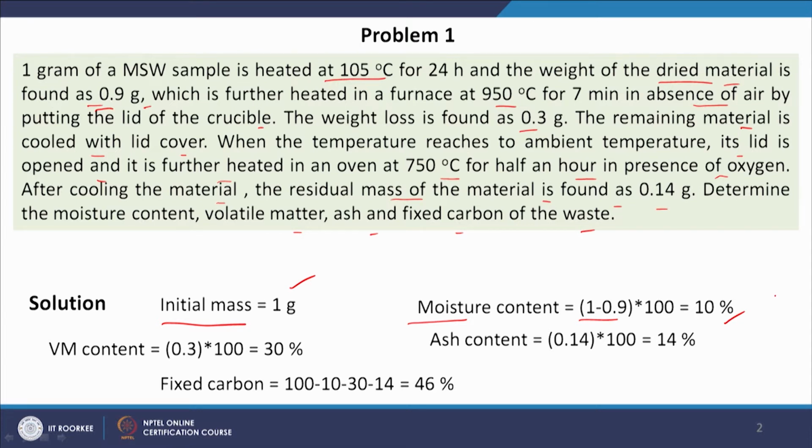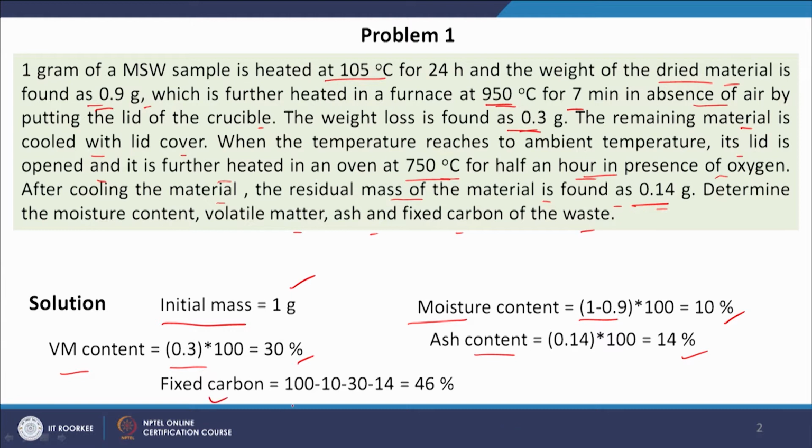Then heating at 950 degree centigrade for 7 minutes, that loss will be related to the volatile matter. So, volatile matter content is equal to 0.3, because this loss is 0.3 directly given. So, 0.3 by 1 into 100. So, that is equal to 30%, and after that, after heating at 750 degree centigrade for half an hour in presence of oxygen, the amount which is remaining, that is our ash content. So, the ash content is 0.14 by 1 into 100. So, 14%.